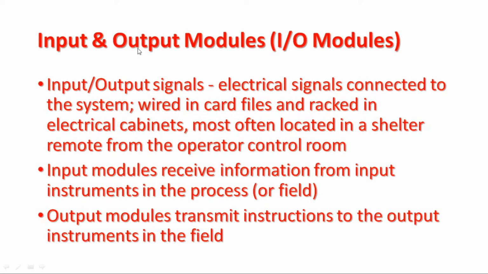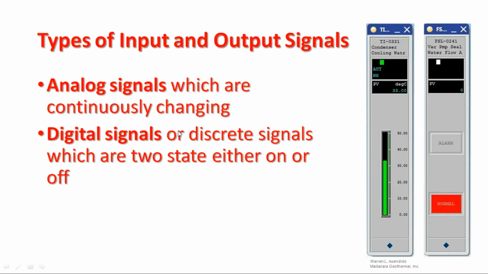Second component of DCS is the input and output modules. So, usually ito yung part sa DCS where dito kinakabit yung mga input and output wirings. Okay? And usually ng mga signals na ginagamit dito is either analog signals which are continuously changing and digital signals which has 2 levels lang, either on state or off state.